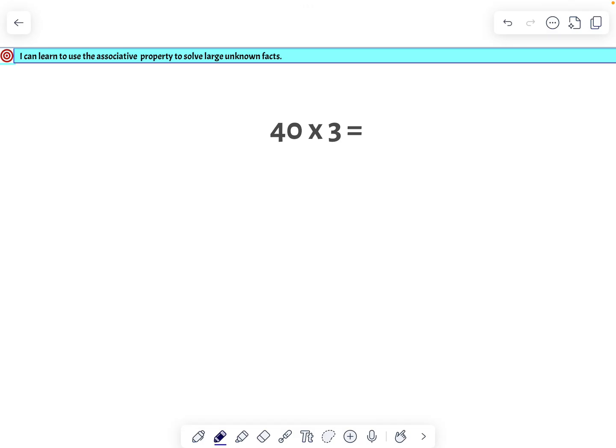So here I have 40 times 3. I'm not quite sure what that number is, so I'm going to break the 40 apart. I'm going to put it into a friendly fact. 10 times 4 times 3. So now I'm going to keep my factors in the same order, but I'm going to change their association. I'm now going to associate 4 and 3. 4 times 3 is 12 times 10.